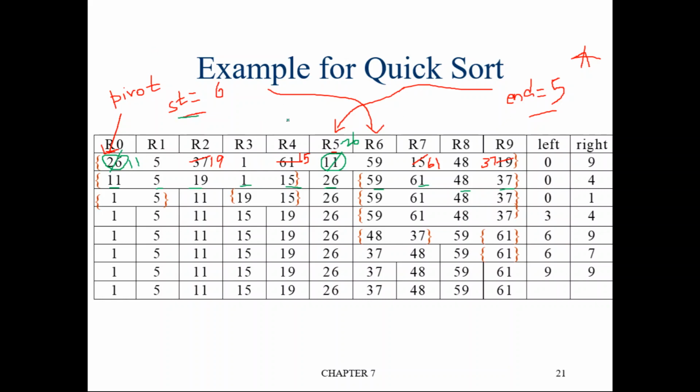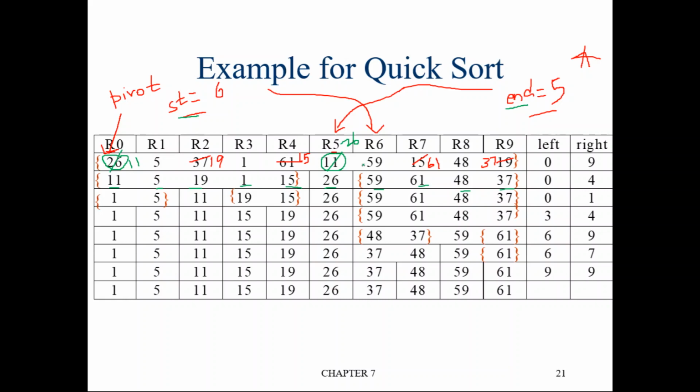As long as start is less than end, as long as the element at start location is less than or equal to pivot, we will keep incrementing start, and as long as the element at end location is greater than pivot, we will keep decrementing end, and then we will compare start and end. If start is less than end, then we will swap. Like that we will continue in the inner loop.